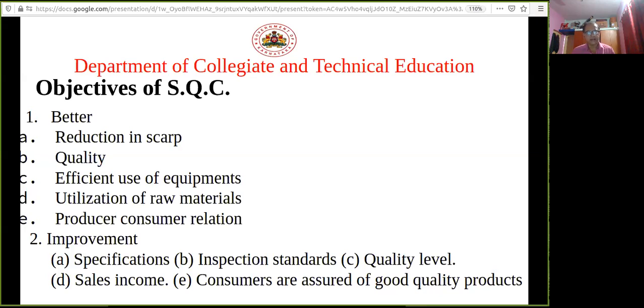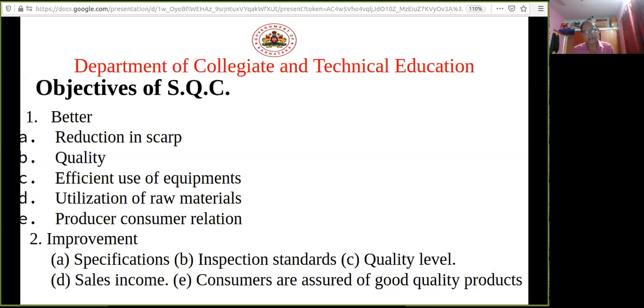Then the second point is improvements. What all can we improve here? The specifications of the products can be improved. When we use statistical quality control tools, naturally the specifications of the product will be improved. We can improve very easily. And the second point is the inspection standards. In the case of statistical quality control, we are using sophisticated inspection tools.